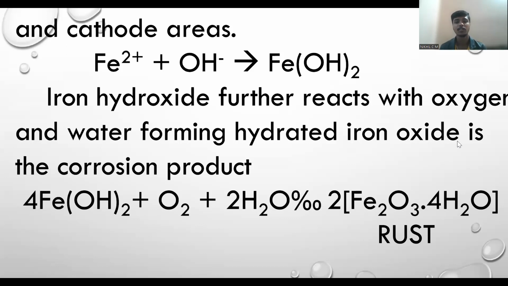Hydrated iron oxide is the corrosion product. The equation is 4Fe(OH)2 plus O2 plus 2H2O gives 2Fe2O3.4H2O, which is called rust.